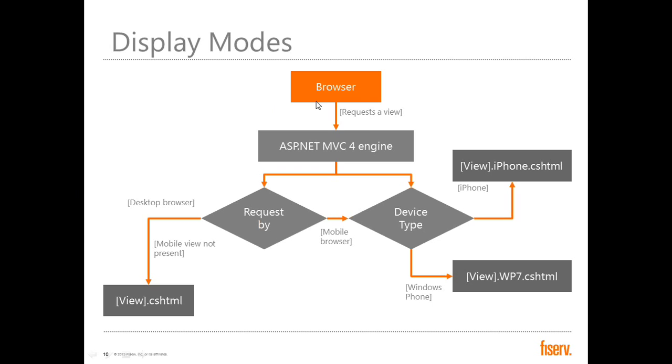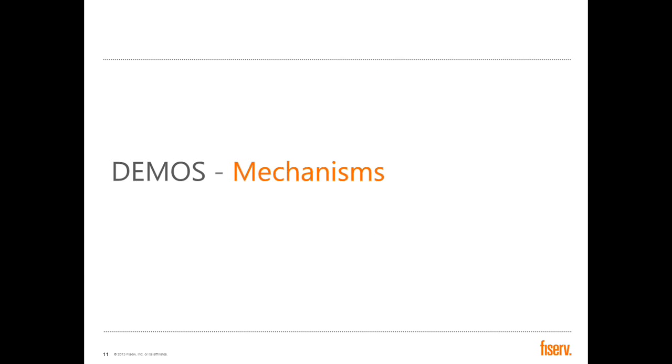So this diagram tells that if you have a browser which is requesting a view, and it's coming from an iPhone device, please render the view named view.iphone.cshtml. And if there is a request coming from a mobile browser on a Windows Phone 7 device, then please render a view which has the extension view.wp7.cshtml. Okay, so let us see a very short demo on these mechanisms.